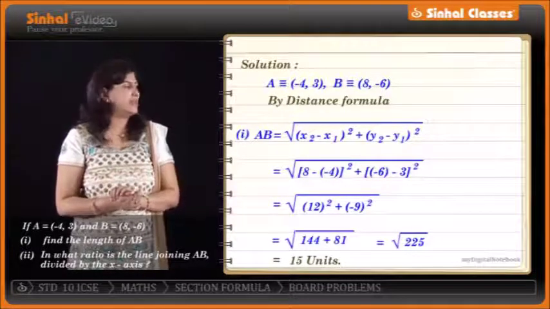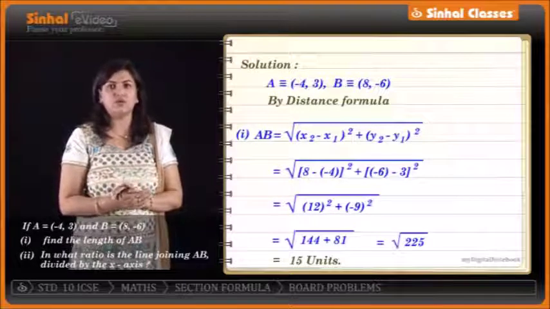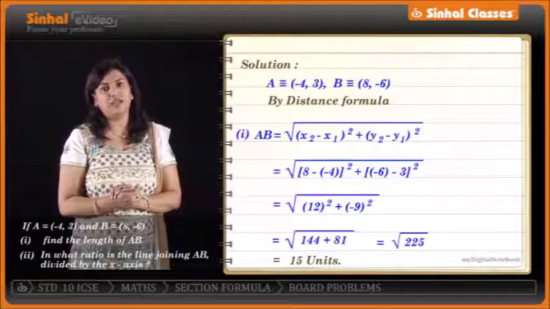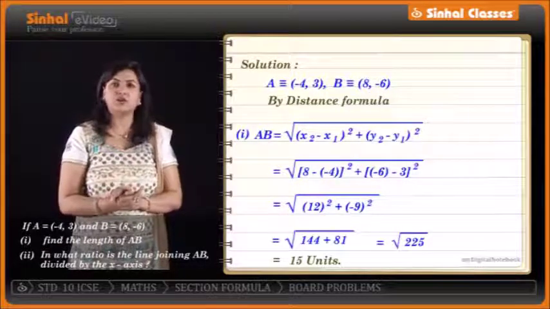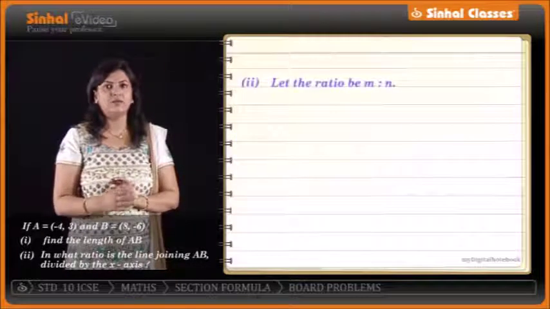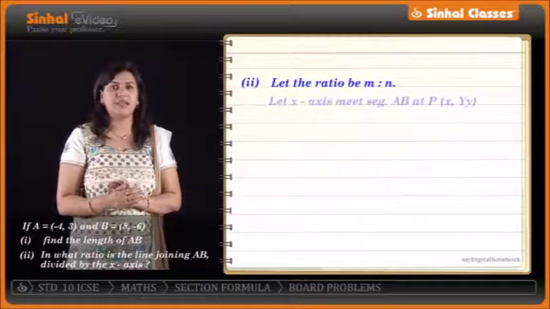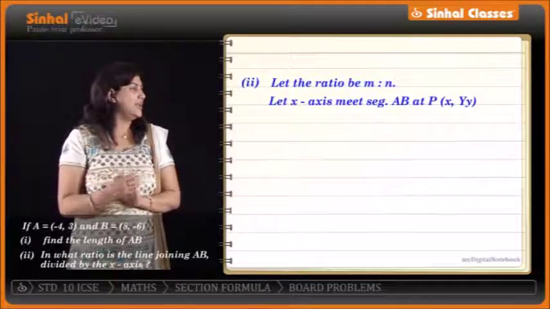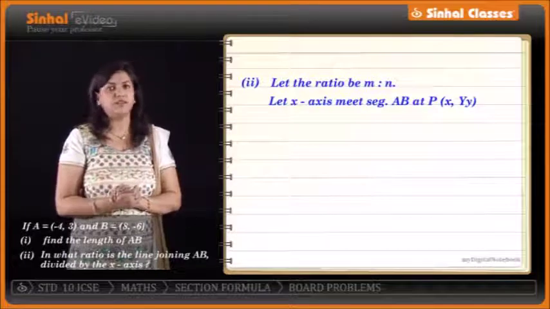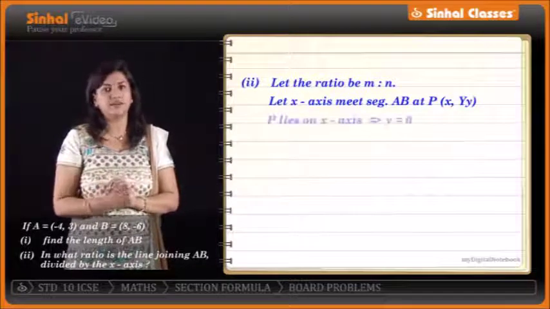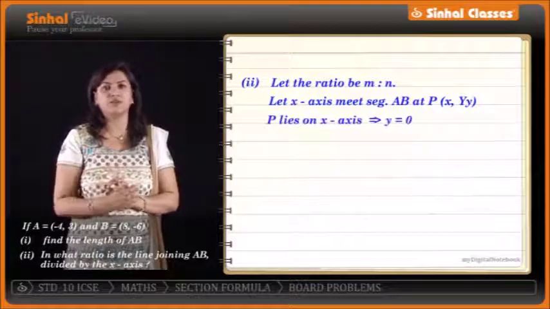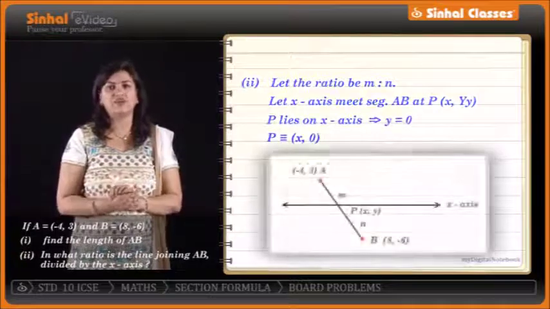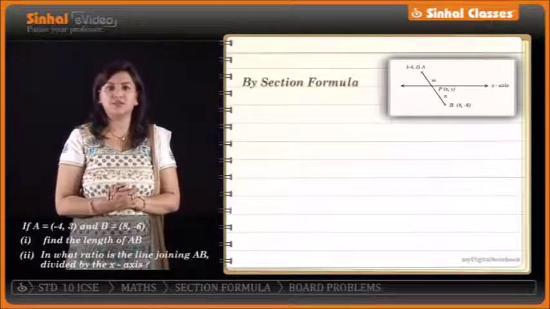Now the second part in this, we want to find the ratio in which the x-axis divides the join of AB. Now let this ratio be m is to n. Now let the x-axis meet the segment AB at the point P, x, y. Now, since P is a point on the x-axis, its y-coordinate is 0. So, P has coordinates x, 0. Now, we want to find the ratio which can be done by using section formula.